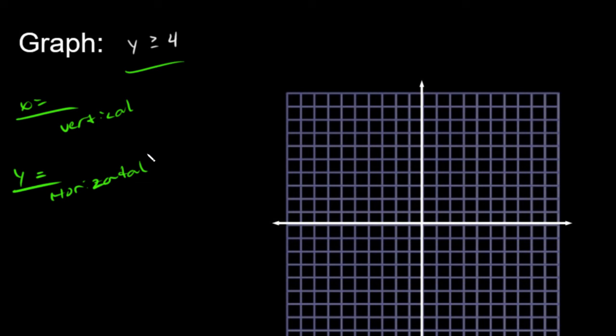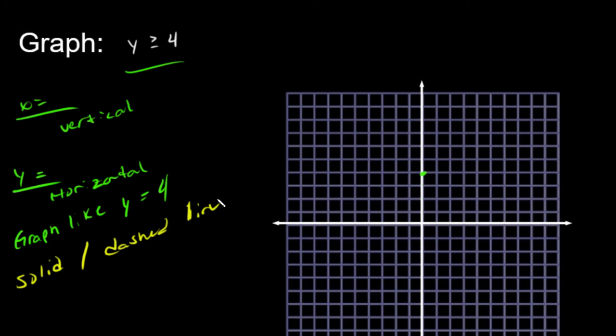This is like a y equals line. You want to graph it as if it is y equals 4. So if you graphed it like y equals 4, that's going to look like this. You go up to 4, 1, 2, 3, 4, and it's going to be a horizontal line across. And we need to decide, is it a solid or a dashed line? And it is a solid line.